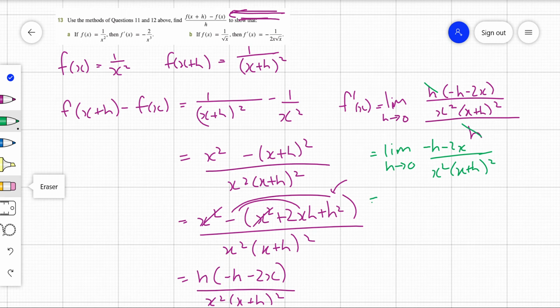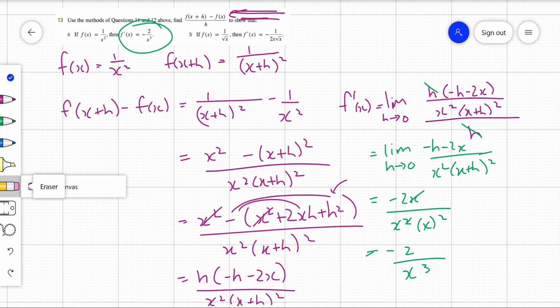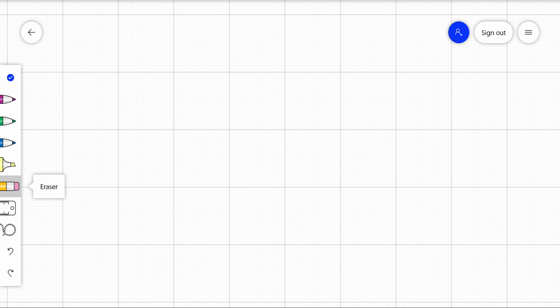So now if I use that limit by putting h equals 0 in there, I end up with a minus 2x on top, and on the bottom I've got an x squared, and then here I've got an x squared. So if I cancel one of the x's, there we go, we've got minus 2 on x cubed, which is what we wanted. All right. So if I do the same thing with the next one, oops, that's not what I wanted to do. All right, but anyway, I hope you remember that question.